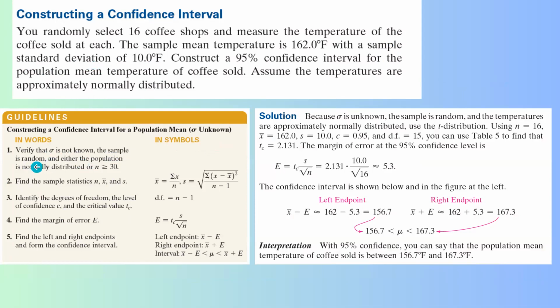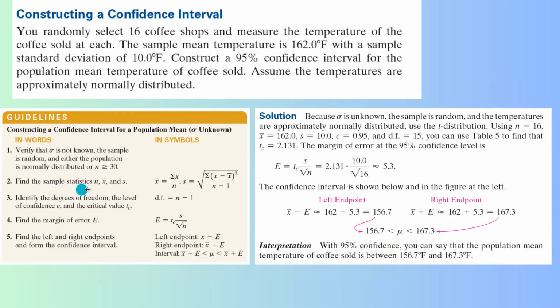The sample is random? Yes. We randomly selected 16 coffee shops. And the population is normally distributed. This is on the last line: assume that the temperatures are approximately normally distributed. So the first step is done. We go to the second step.